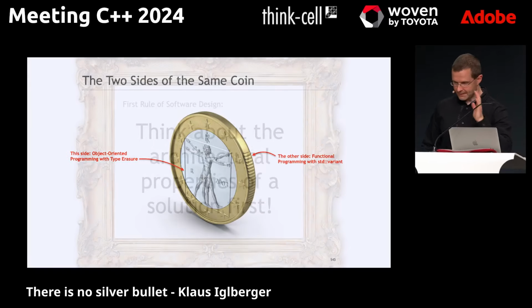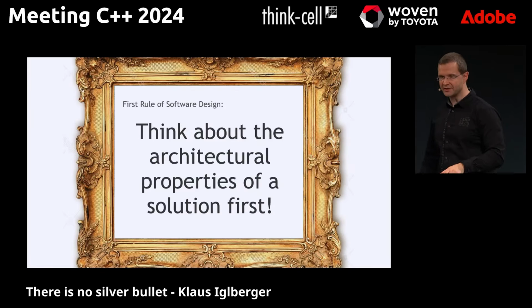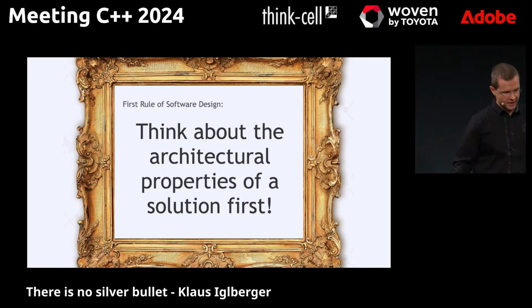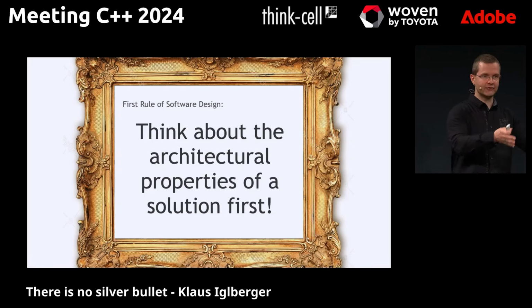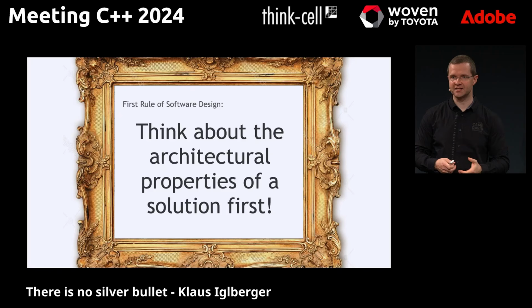But here's the first rule of software design. Think about the architecture properties of a solution first. What do you want to achieve? How does the code evolve? How should it evolve? What do we need in the future? How do we provide extensibility? Based on that, you choose.